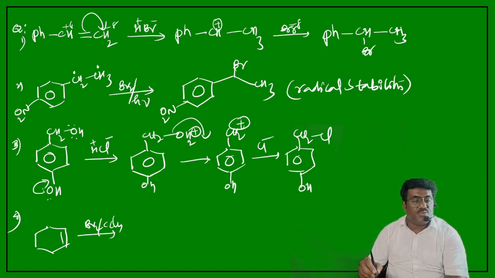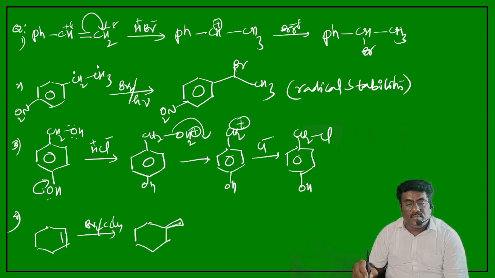Next question: cyclohexane with Br2 in CCl4. What is the product? It gives Br and Br, the anti-addition product.